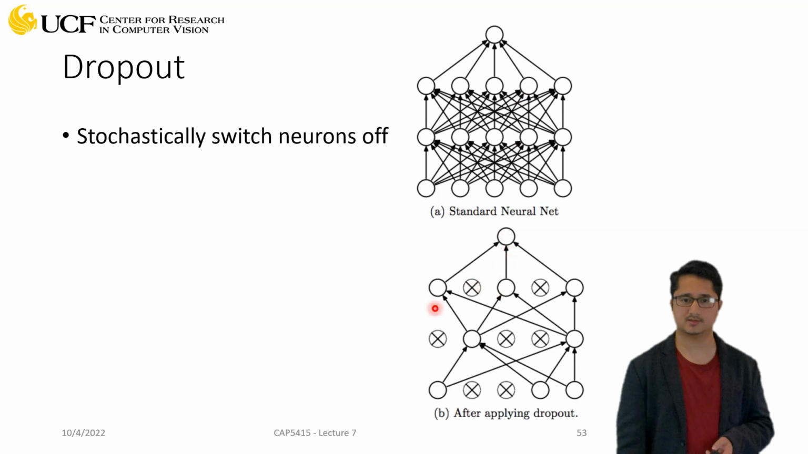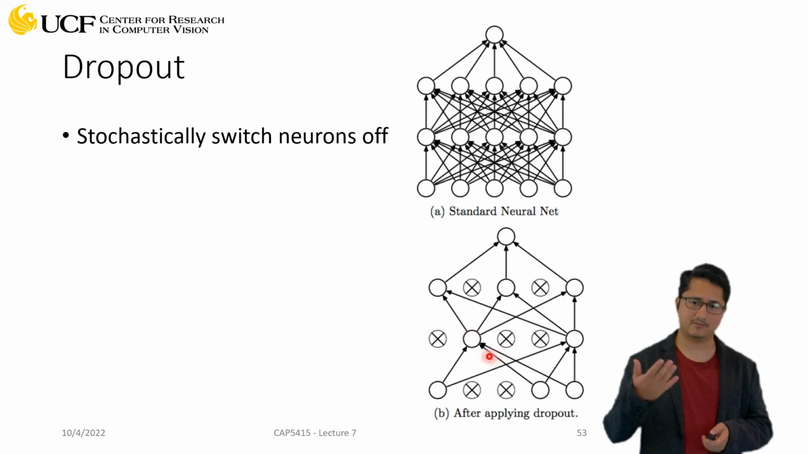Now, what is happening is, if you switch this off, then whatever loss value you have and the backpropagation, this neuron is actually independent of this neuron. It won't rely on this neuron. It will have to improve by itself. Okay, so that's called co-adaptation.